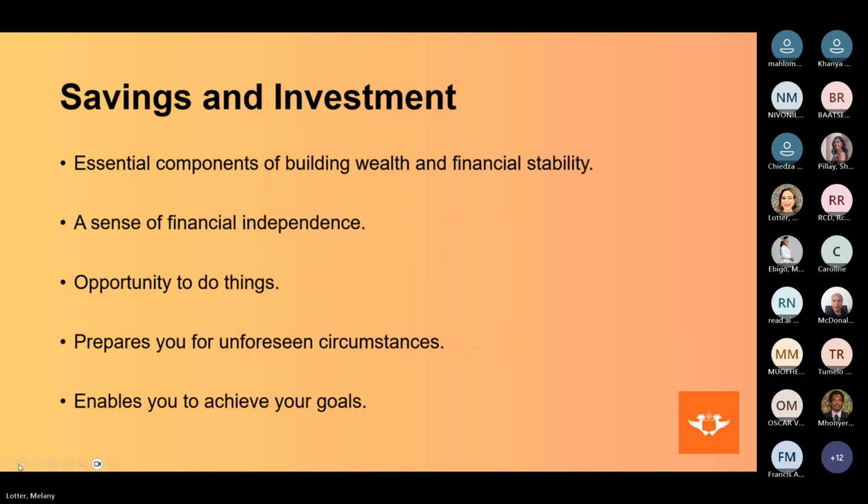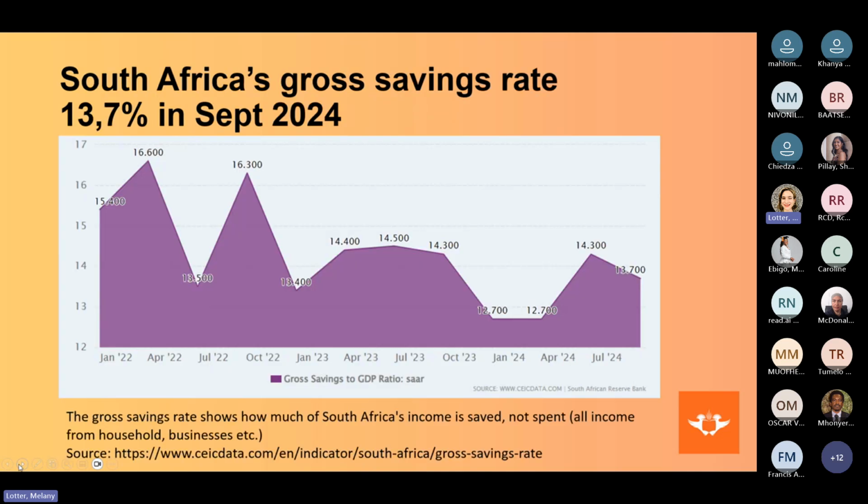When we look at savings and investments, studies have indicated that investments are essential components of building wealth and financial stability. It also offers you a sense of financial independence. It gives you opportunities to do things. It prepares you for unforeseen expenses. We all have examples of unforeseen expenses in our own lives. And ultimately, it enables you to achieve your own goals.